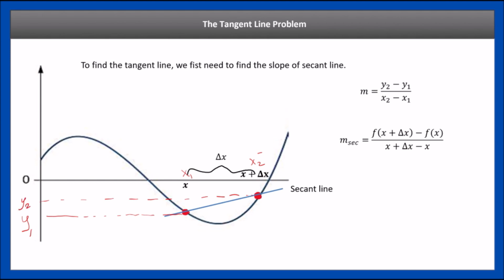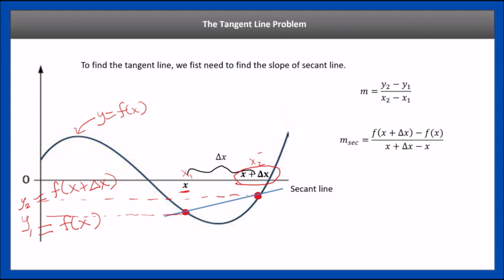And we can also refer to y as f of x, right? Because we know that the function here is y equals f of x. So we can rewrite y2 as f of x2. But remember that this is now x2, right? So we can write it as f of x plus delta x. We can rewrite y1 as f of x1, but x1 is just x, right? So we can write it as f of x.